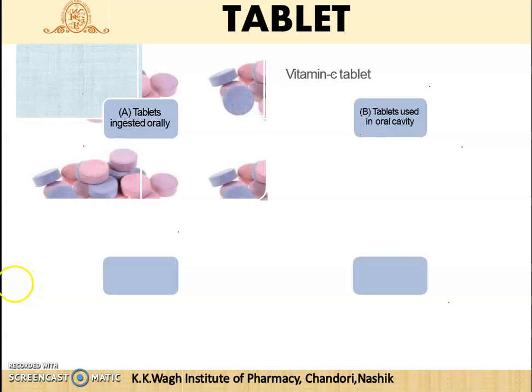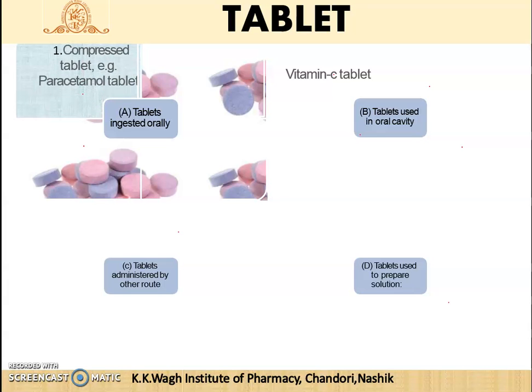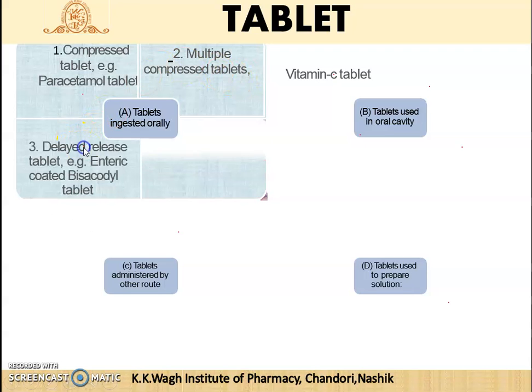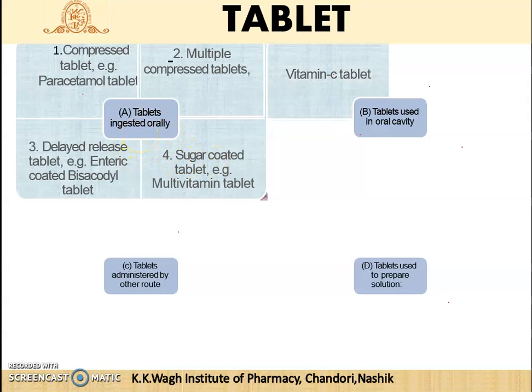Then we can see the types of the tablets. There are majorly 4 types of tablets: tablets ingested orally, tablets used in oral cavity, tablets administered by other routes, and tablets used to prepare solutions. In tablets ingested orally, the first one is the compressed tablet, for example paracetamol tablet, then multiple compressed tablets. Third is the delayed release tablet, that is enteric coated tablets. Fourth is the sugar coated tablet, an example of which is multivitamin tablet.